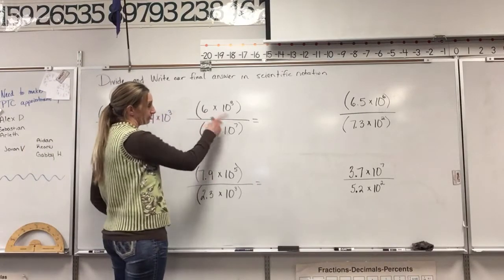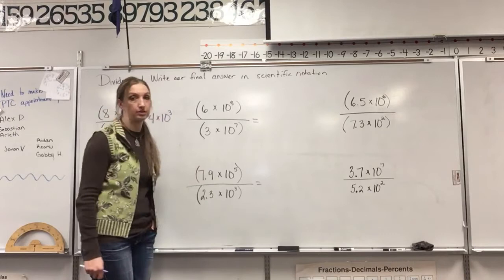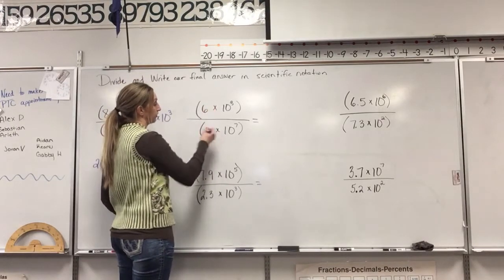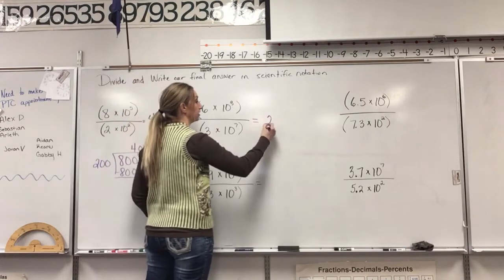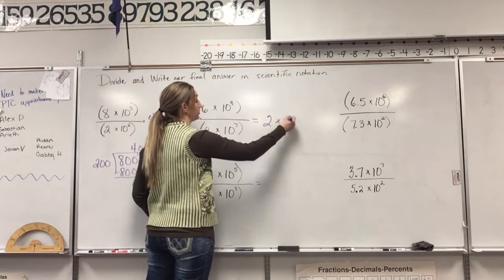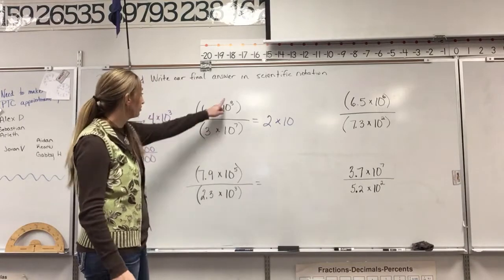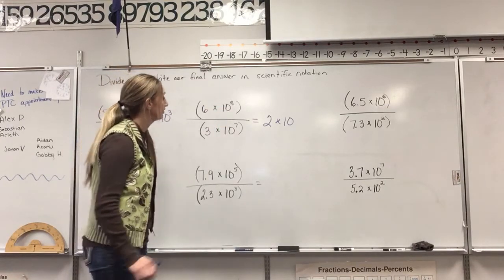Here we have 6 times 10 to the 3rd power divided by 3 times 10 to the 7th power. So we'll try 6 divided by 3 is 2. Scientific notation is always times 10. Don't forget the 10. And then I'm going to do 3 minus 7, and 3 minus 7 is negative 4.